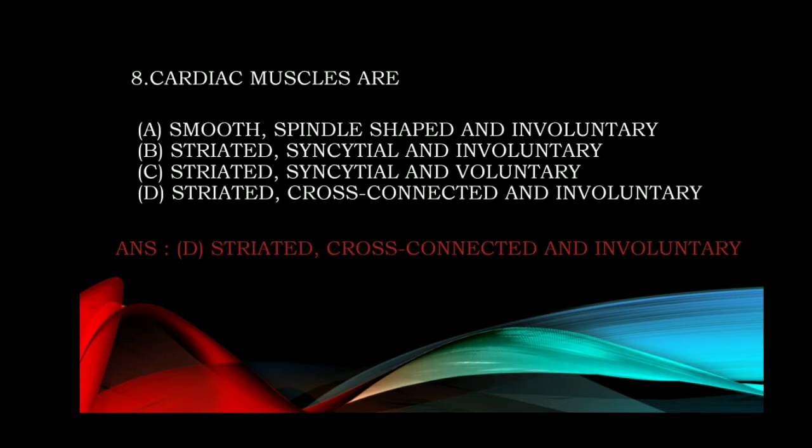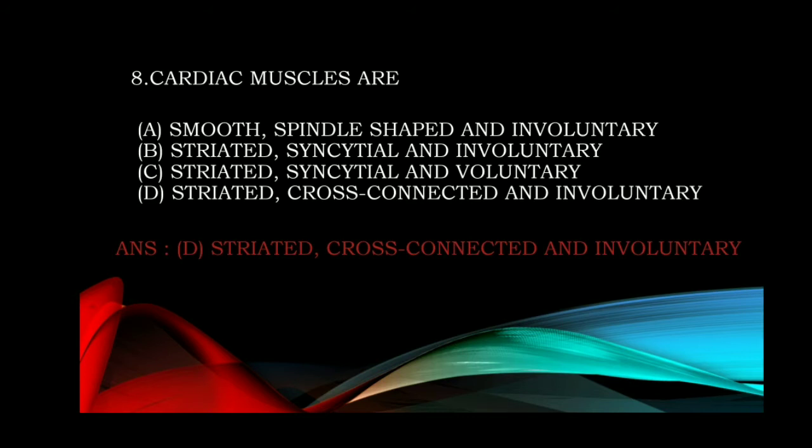Eighth question, cardiac muscles are: options A, smooth, spindle shaped and involuntary. B, striated, syncytial and involuntary. Option C, striated, syncytial and voluntary. Option D, striated, cross connected and involuntary. In these options, syncytial will be a new term for you. That means the cell which is formed by joining more than one cell. Okay, that is meant by syncytial. It will be multinucleated. We know that the skeletal muscles are multinucleated, right?